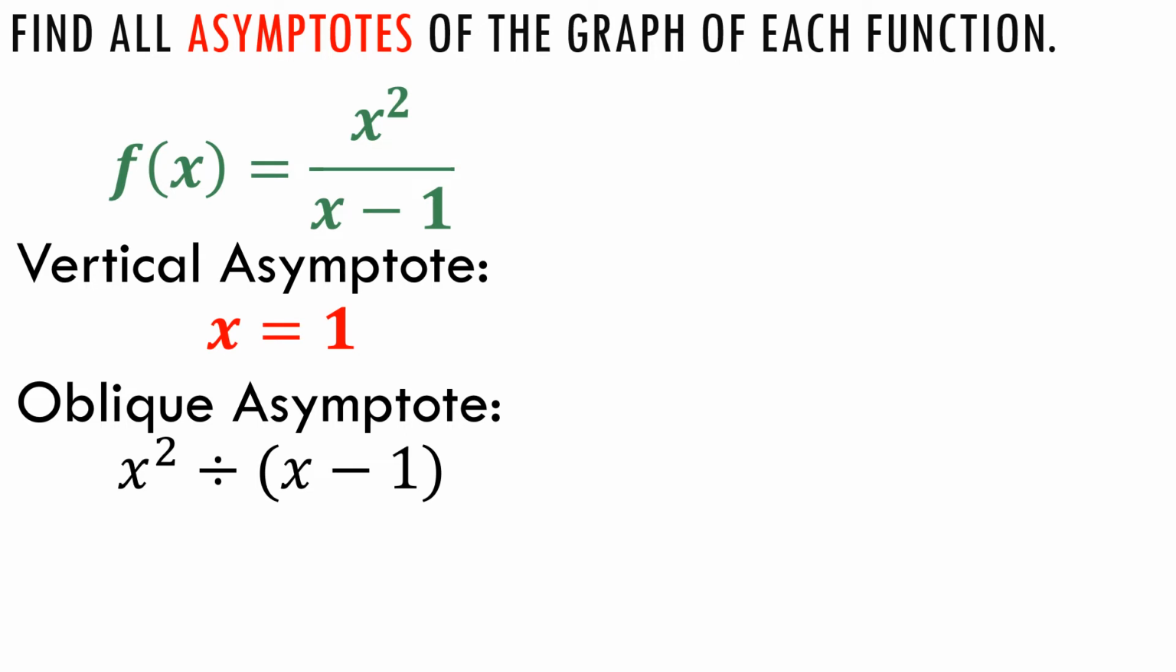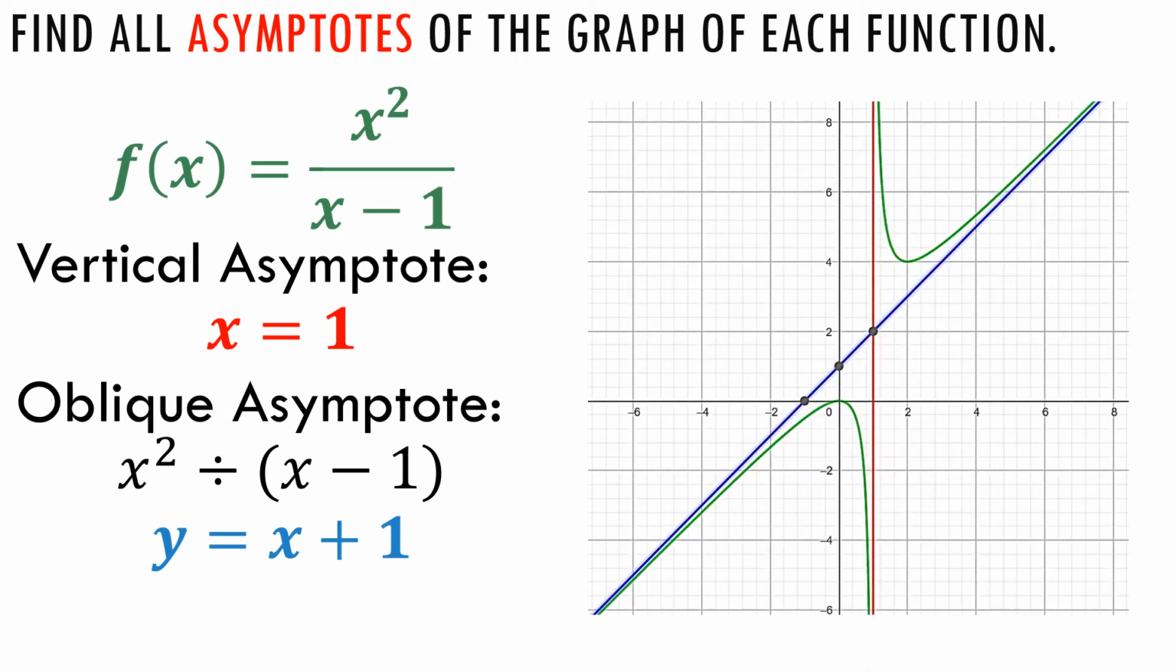All we have to do is divide x squared by the quantity x minus 1. That will be x plus 1. So the oblique asymptote is y equals x plus 1. The graph of this rational function is this. Same with the other graphs, the graph gets closer to the asymptotes, but it never touches them.